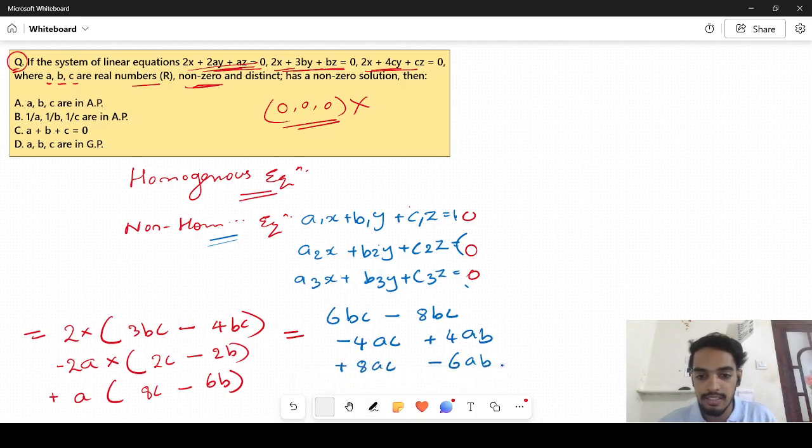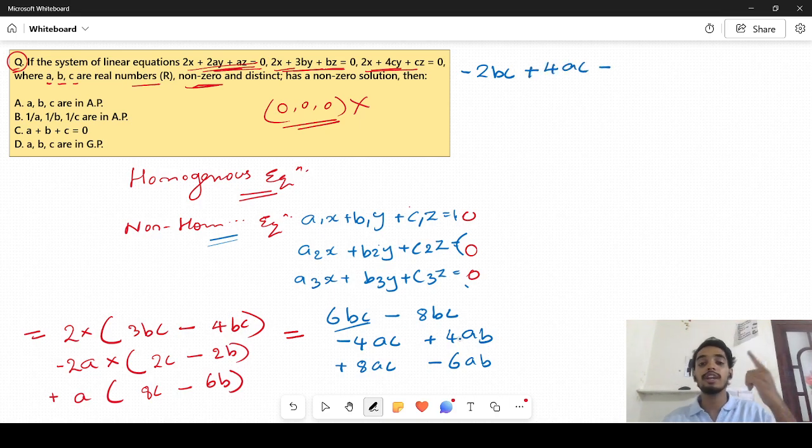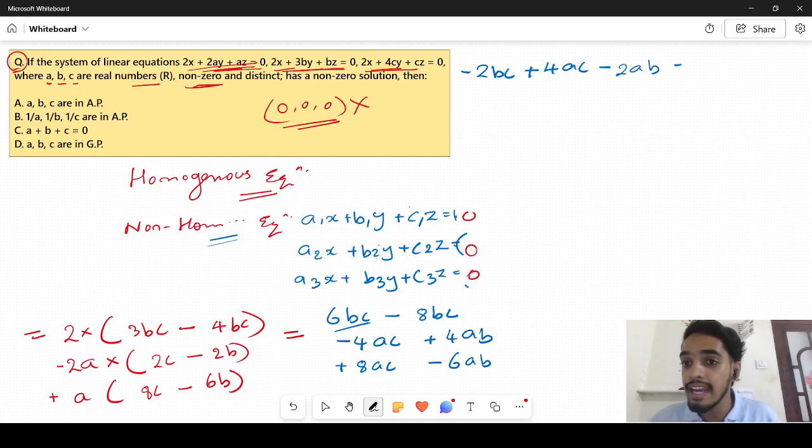So what will be our answer, guys? 6BC and minus 8BC. So what will be that? Minus 2BC. Okay, super. Now 4AC and 8AC: minus 4AC plus 8AC will be plus 4AC. And finally we have 4AB minus 6AB, which is minus 2AB, and the delta should be equal to 0. So delta is equal to 0, right?